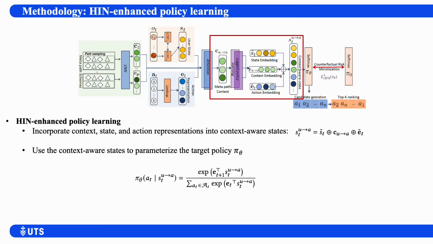The second component is the HIM-enhanced policy learning component. It first incorporates the context, state, and action representations into a uniform context-aware state representation by concatenating each of the recommendations. Then, the HIM-enhanced policy learning uses this context-aware state to parameterize the target policy pi theta by this equation.